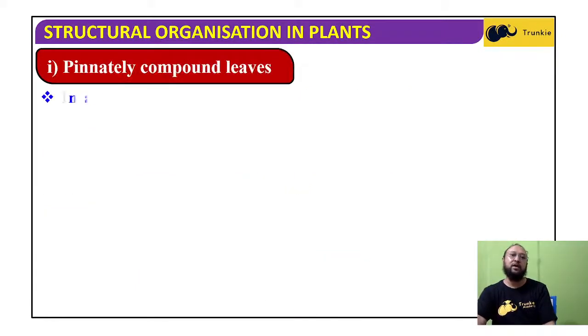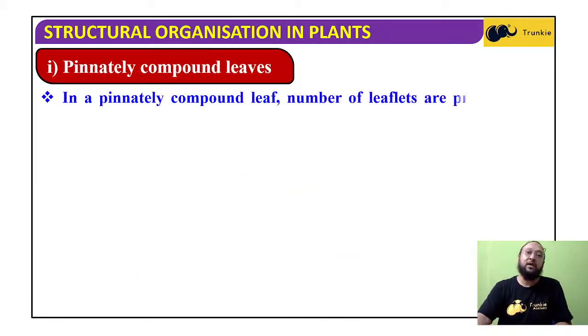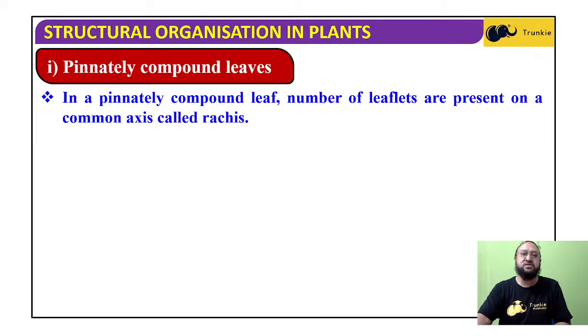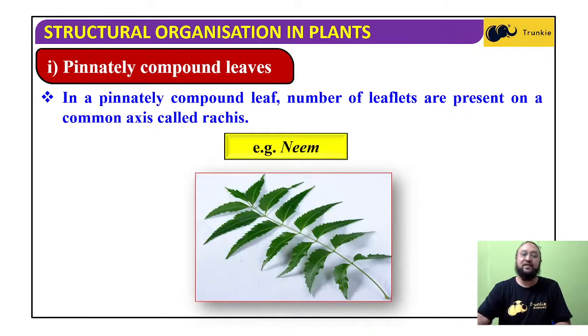We will see both one. In a pinnately compound leaf, the number of leaflets are present on a common axis called rachis, like this. There is a common axis, and then the leaflets are on either side, on both the sides. Example, neem. This is called pinnately compound leaves, but not palmately. What is palmately? That also you see.